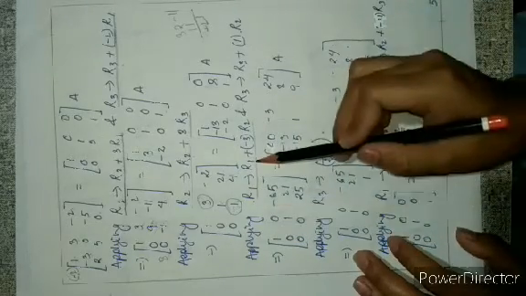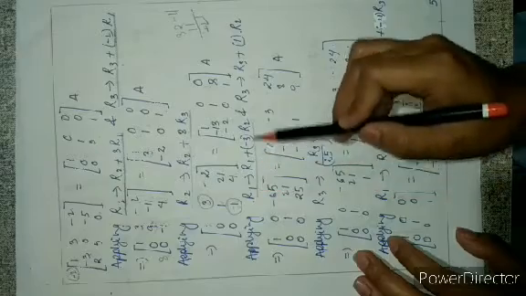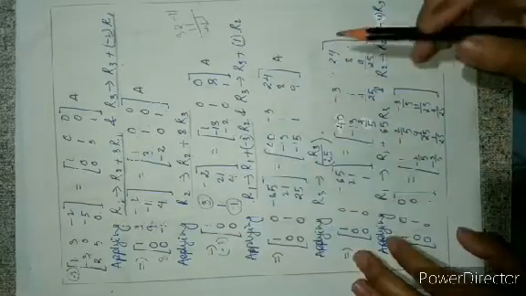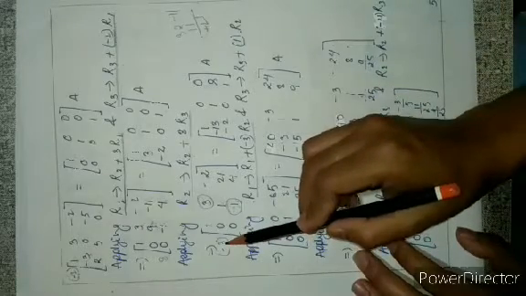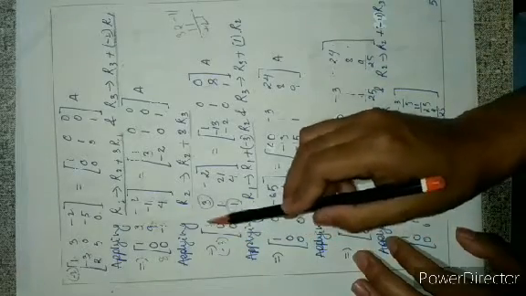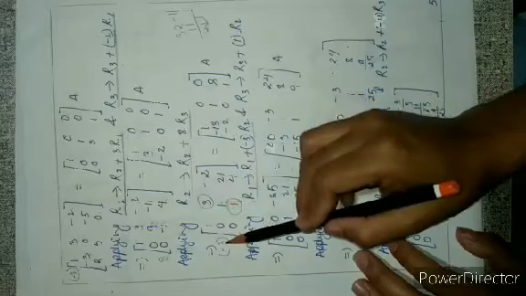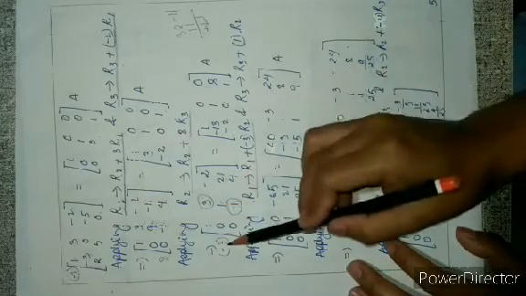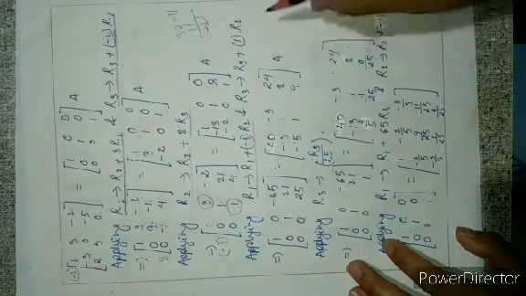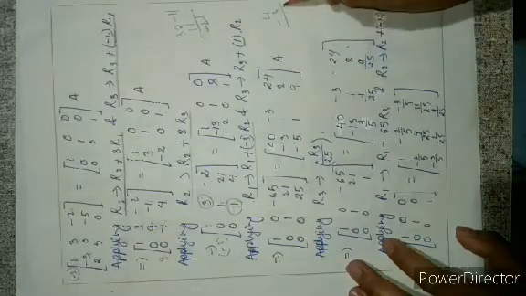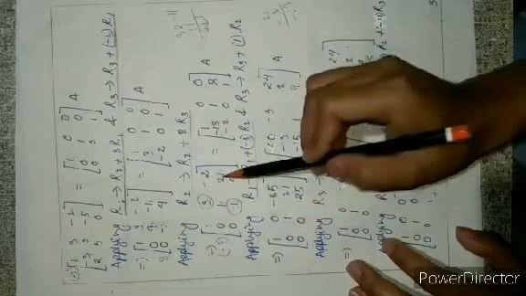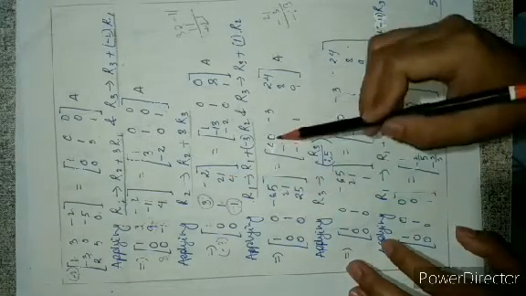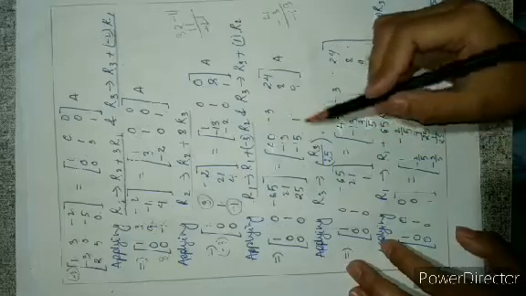And apply R1 tends to R1 plus minus 3 R2, multiplying by minus 3: 0 into minus 3 is 0 plus 1 is 1, 1 into minus 3 is minus 3 plus 3 is 0, 21 into minus 3 is minus 63, minus 63 minus 2 it will be minus 65. Apply this operator on the right hand side also.